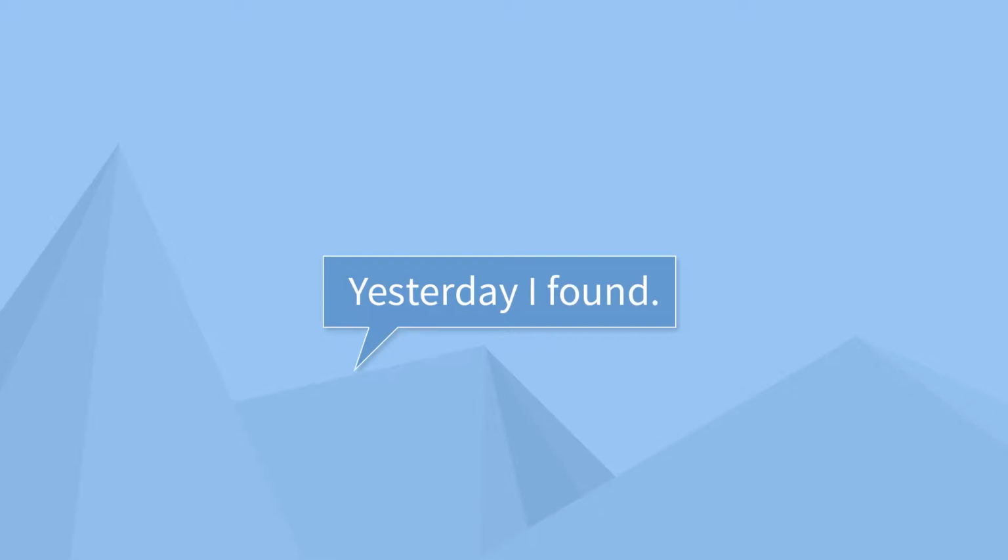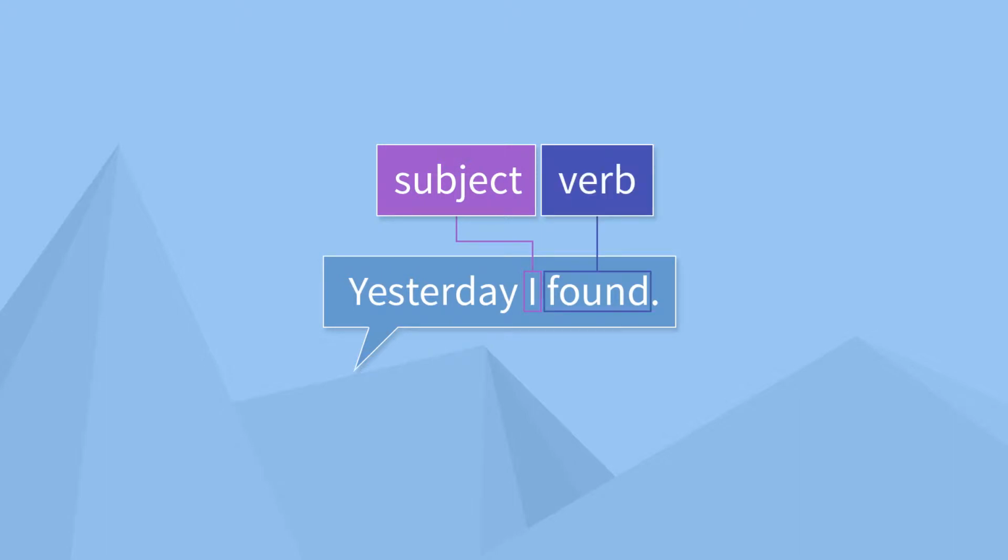Yesterday, I found. This sentence has a subject, I, and it has a verb, found. This subject and verb can and do go together. So is it okay then? Is it correct? Of course, we're missing some information here. What did the person find? We can't simply stop the sentence here like we can with "yesterday I studied." It doesn't make sense. The problem here is that found is a transitive verb.